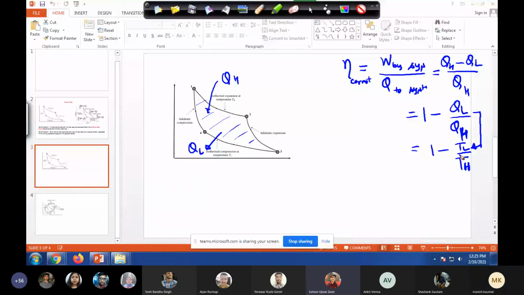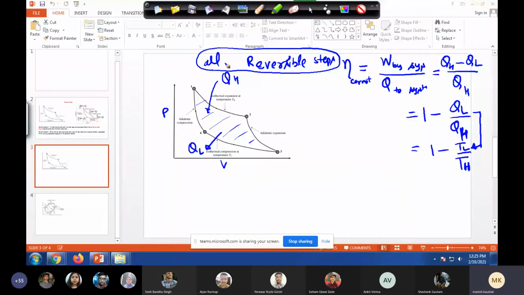Sir, I had a question. We are getting work done by the system right here. Is that reversible work? Yes. The whole Carnot cycle is reversible. How I have shown these lines by solid lines, right? This whole process is shown by solid lines in the PV diagram. So undoubtedly, all the steps are reversible.